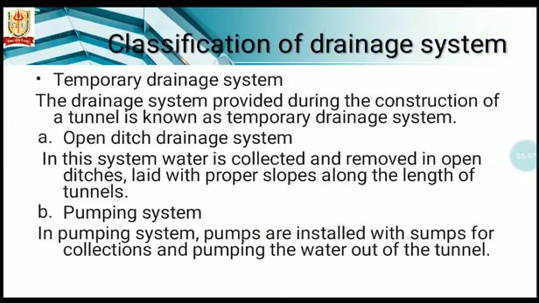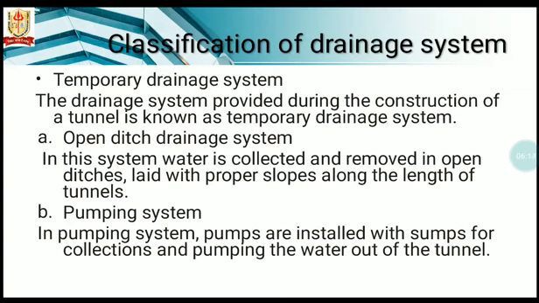Classification of drainage system: temporary drainage system and permanent drainage system. First is temporary. The drainage system provided during the construction of a tunnel is known as a temporary drainage system. It can be provided by one of the following systems.